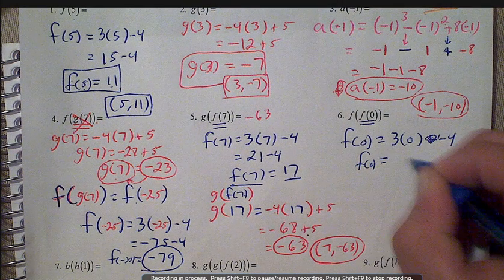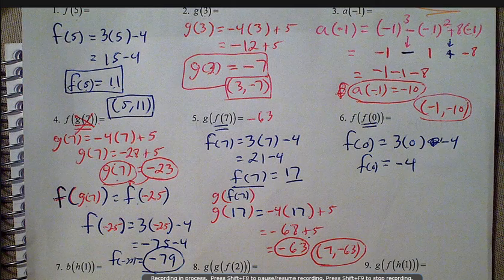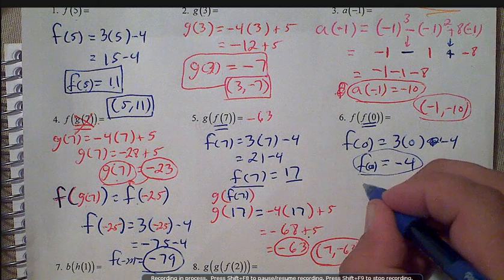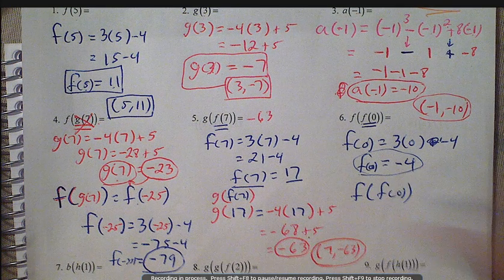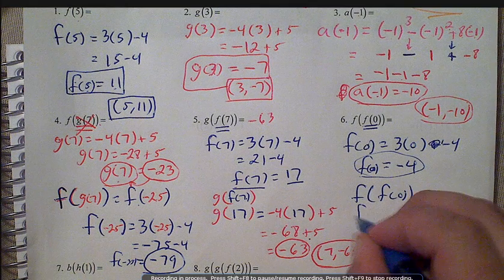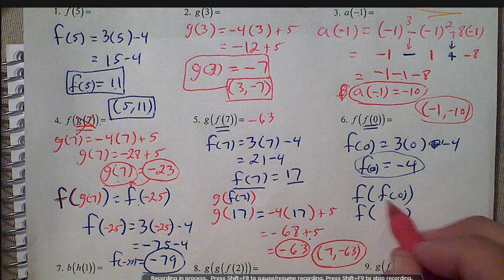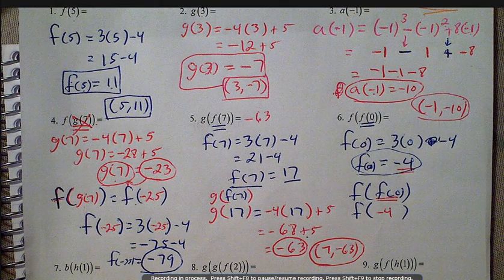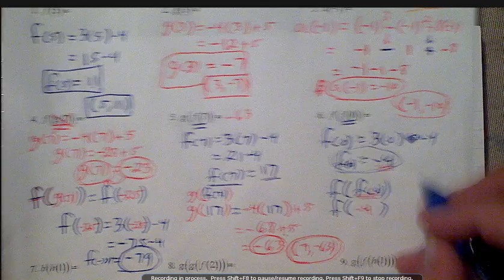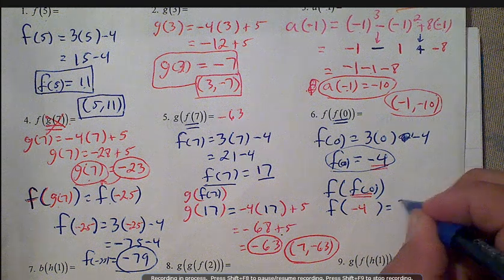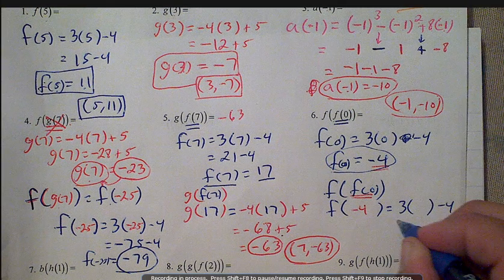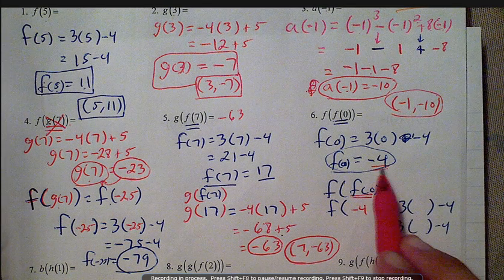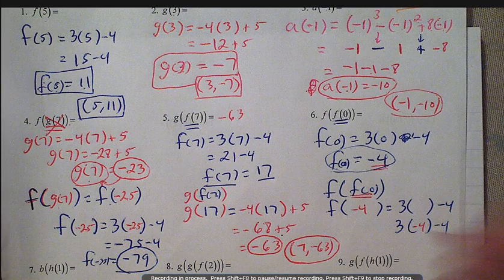Now f of 0 is negative 4, so our original problem, f of f of 0, I could rewrite it as f of, and since we know f of 0 is the same thing as negative 4, put negative 4 in for x. So the f function is 3 times something minus 4. And in this case, f of 0 was negative 4. So I have negative 12 minus 4, which will be negative 16.